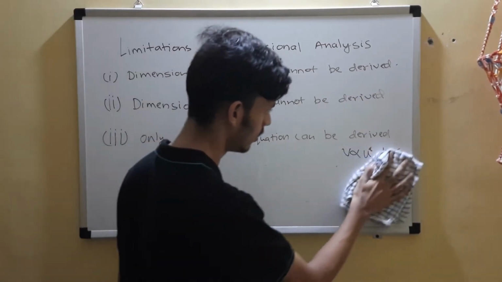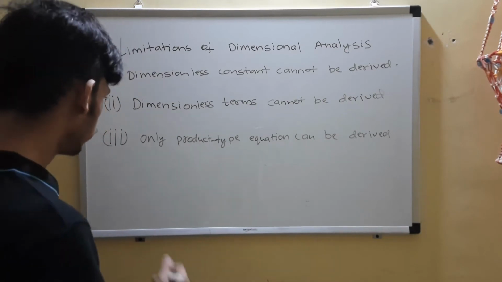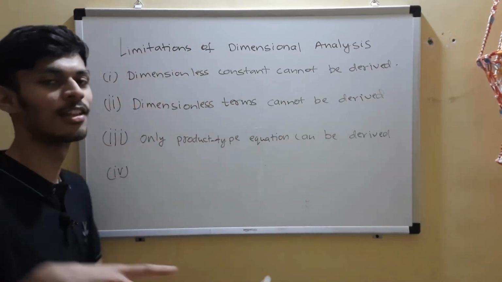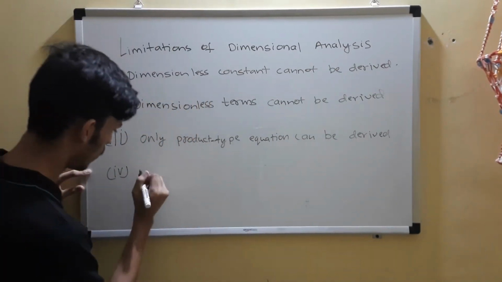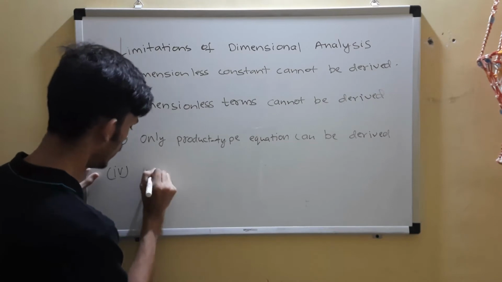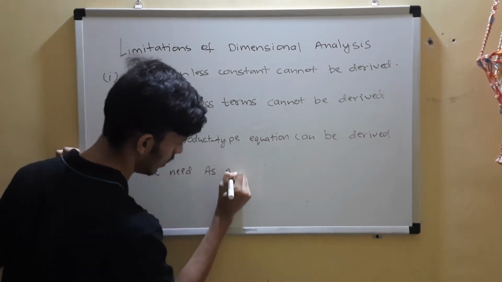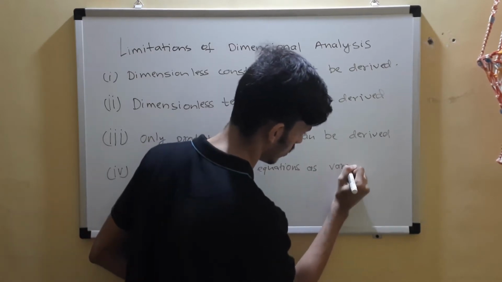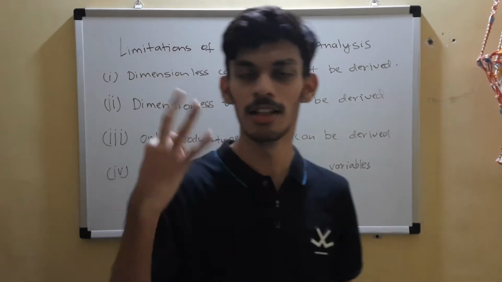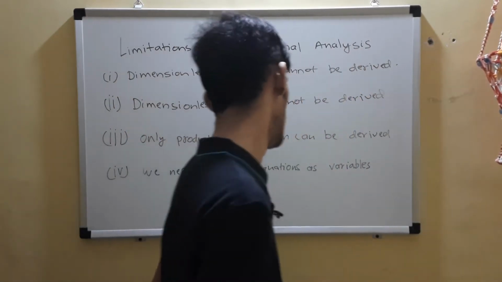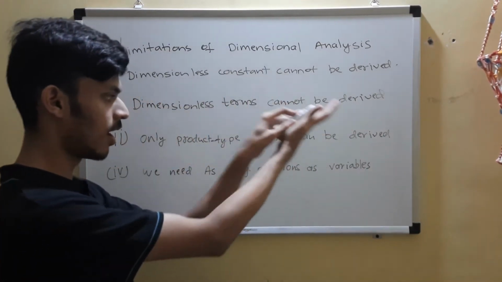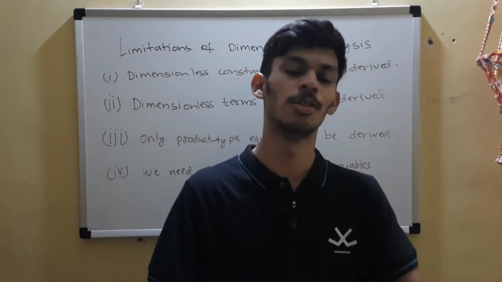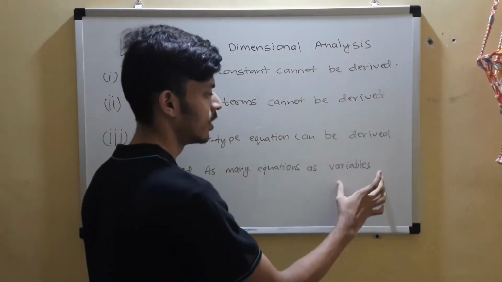Let's go to the fourth limitation. If you remember, we had to solve equations. We had some equations, we were solving those and finding the values of A, B, C. For those, the condition is we need as many equations as variables. So if you have three variables, you need three equations. If you have four variables, four equations, and so on. Otherwise, you won't be able to solve, and you'll again get stuck. So the number of variables should be equal to the number of equations.